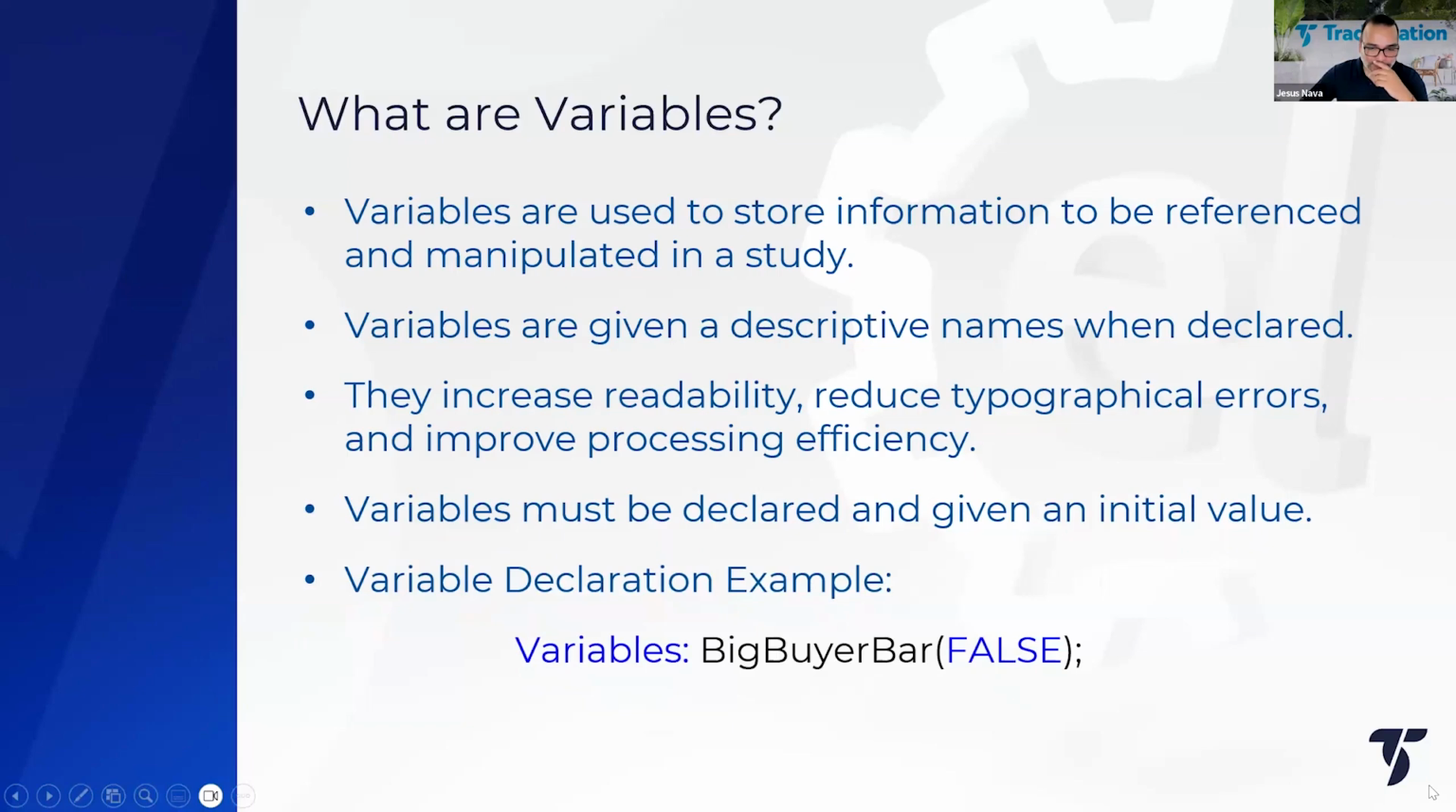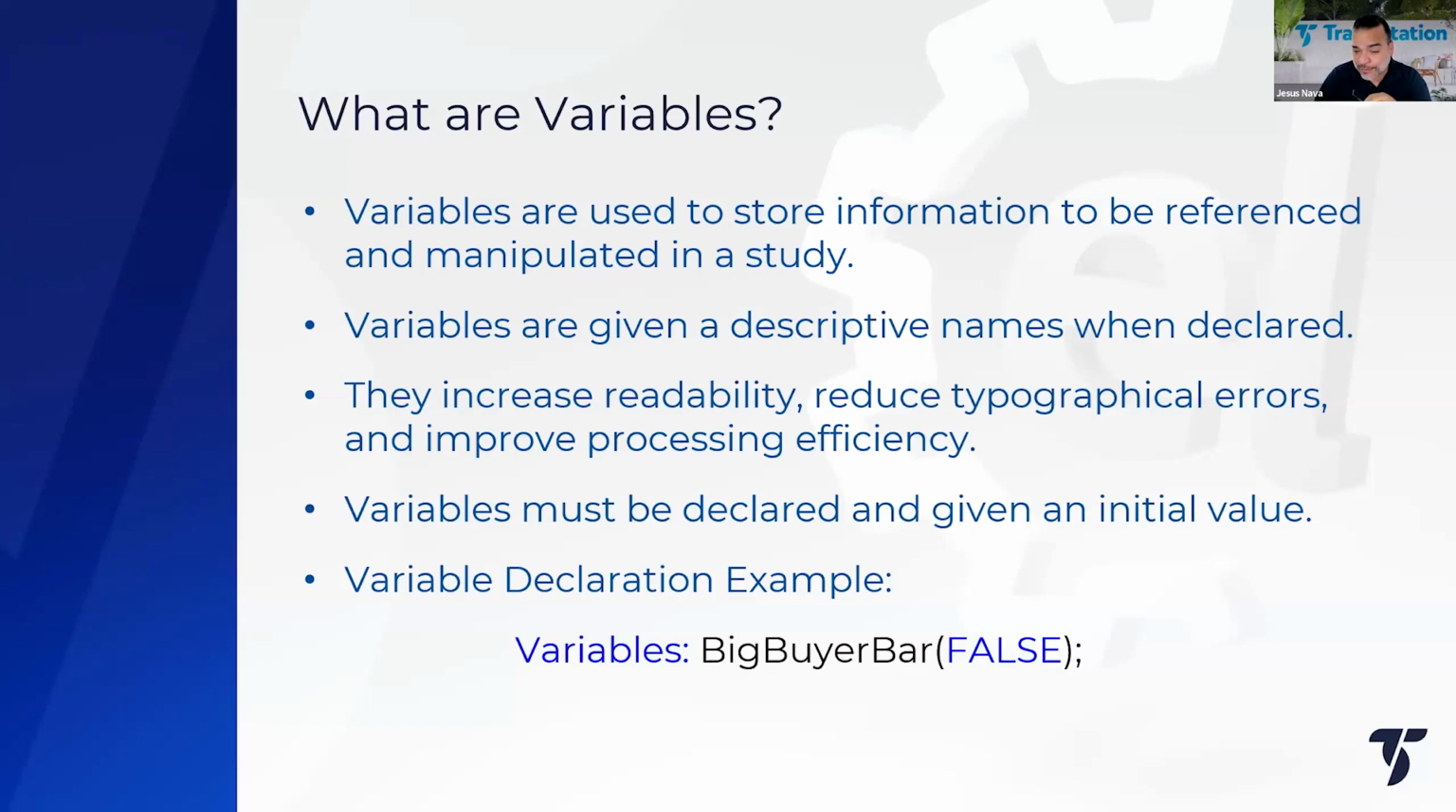Here's an example. Big buyer bar is a variable, and you can see inside parentheses is set to false, because there are different types of variables. You have variables that are numeric, meaning that they'll hold a number, and you have a formula in it. Like, for example, if you want to calculate the range of a bar, and you say high minus low. High minus low is going to give you a number. So that means that you need a variable that houses or contains a number, or a numeric variable. Those are initialized with a 0 inside parentheses.